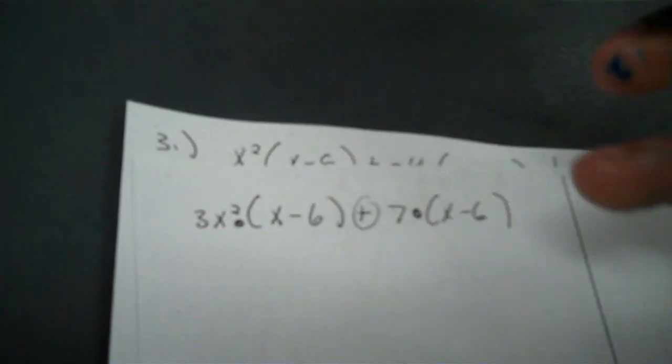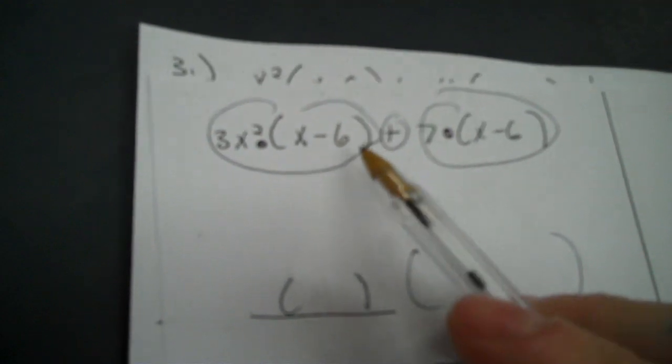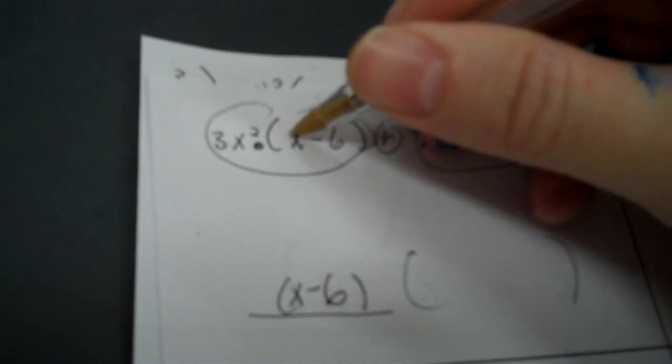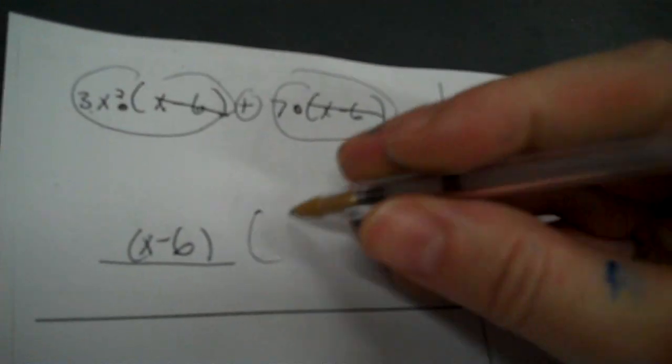Okay, next problem. 3x squared times x minus 6 plus 7 times x minus 6. So here's the plus. Again, big space parentheses. Just put a little teeny parentheses. Circle that and circle that. So in each one of these bubbles, what's the same in both? The x minus 6 is the same. So x minus 6, then go cross those out, and then that forms a new expression with 3x to the second plus 7.